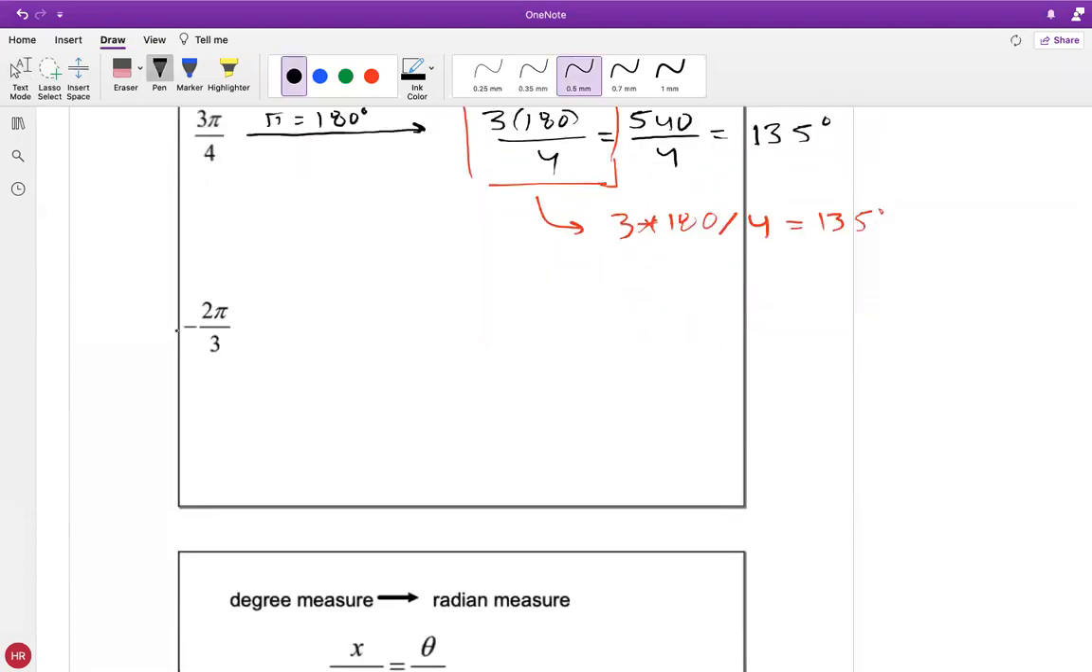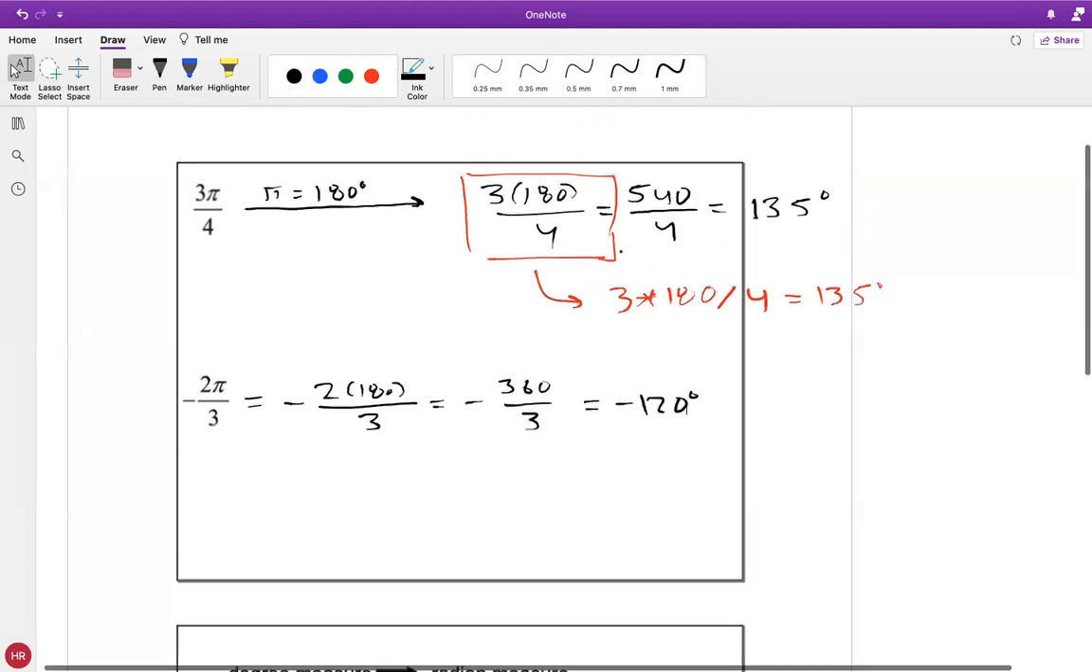And now this is negative 2 pi over 3. Don't worry about the negative for now. Just acknowledge that it's there and we're going to keep it there. So again, I would replace the pi with 180. So negative 2 times 180 divided by 3. 2 times 180 is 360, so negative 360 over 3, which is equal to negative 120 degrees.